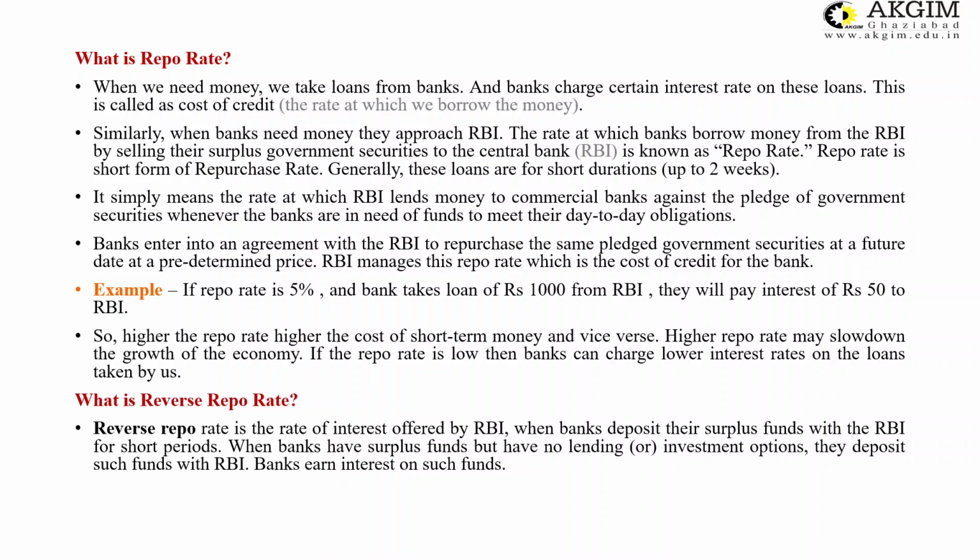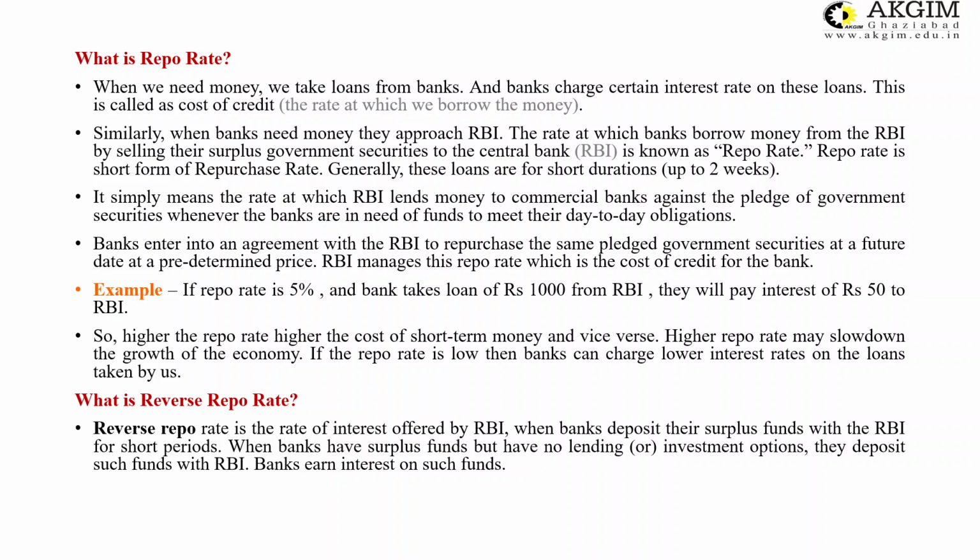Basically these loans are for short durations, only up to 2 weeks. So if the RBI thinks there should be more circulation of money in the economy, they reduce the repo rate. But if they want to discourage the commercial banks from taking loans, they increase the repo rate. So this is also one of the tools available with the RBI to control inflation and to control the money supply in the economy.